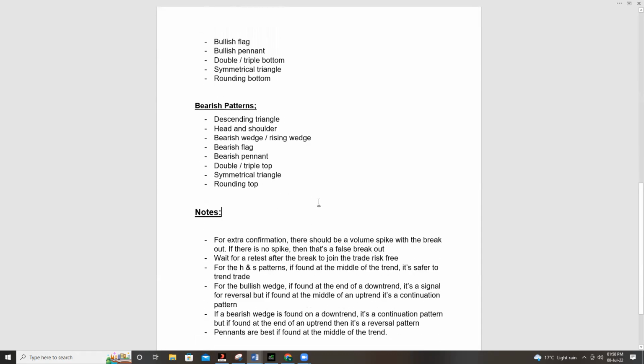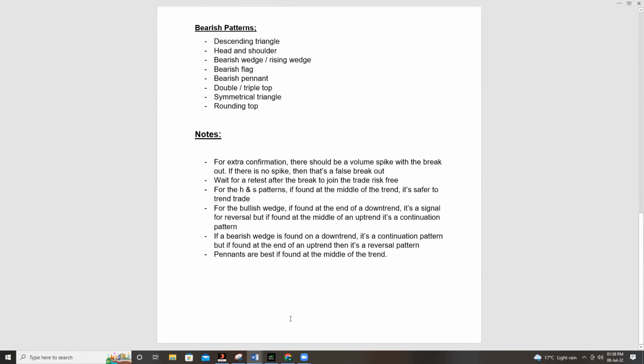Now, what are the notes, those important minor things that you really need to have at your fingertips when you're considering trading chart patterns? One of them is, for extra confirmation, there should be a volume spike. Now, this is very, very important. For extra confirmation, there must be a volume spike with the breakout. If there's no spike, then that's a false breakout.